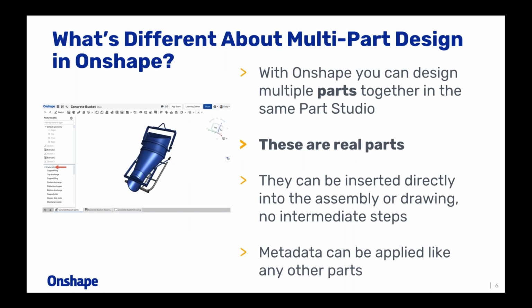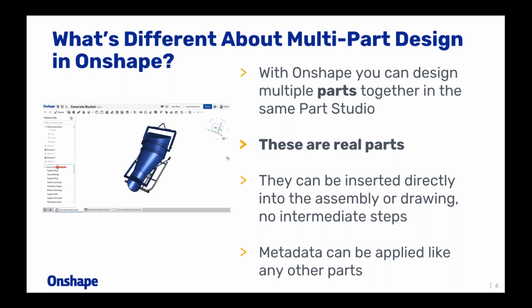And in our scenario, the thing that I would stress is that in a part studio in Onshape, you can design multiple parts together in the same part studio. But these are real parts. And the distinction is they have the ability to be inserted directly into the assembly individually or all together. There's no in-between steps for them. They can have part number, revision, description, all the things you would assign to a part if it was modeled alone by itself. You can assign to a part that was built in a part studio with a bunch of other parts.